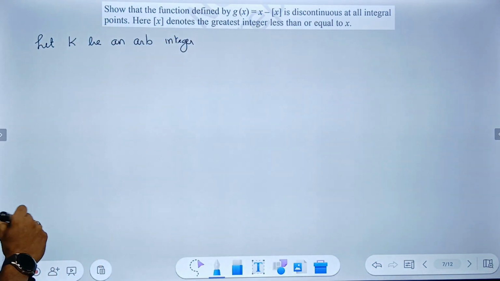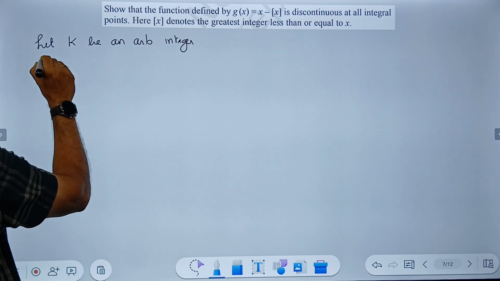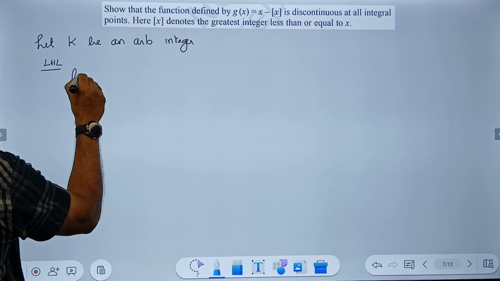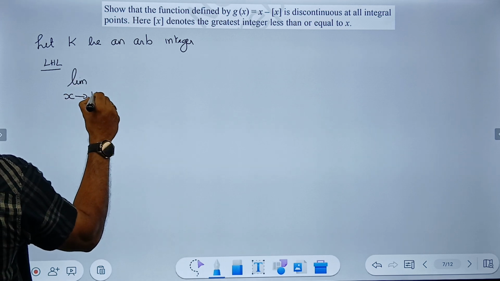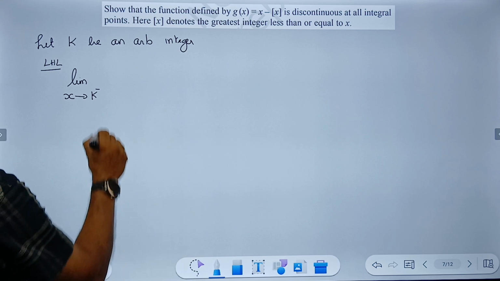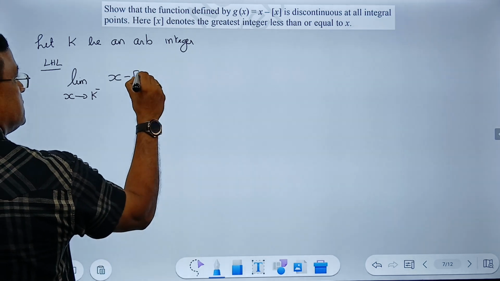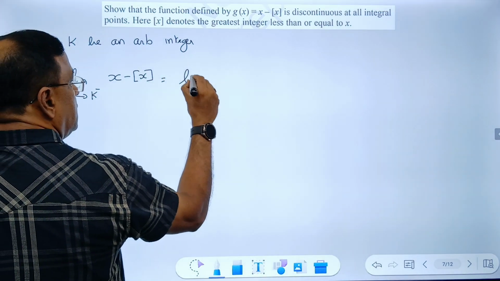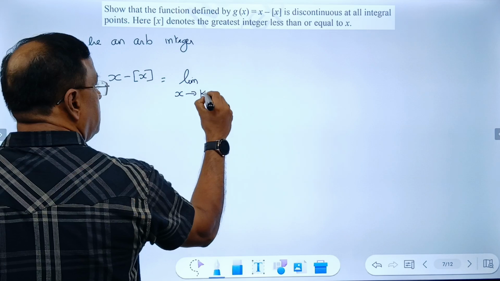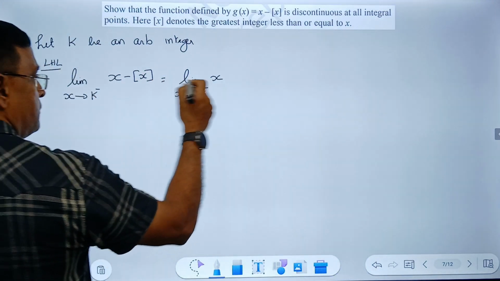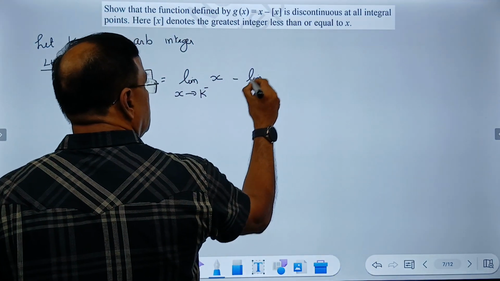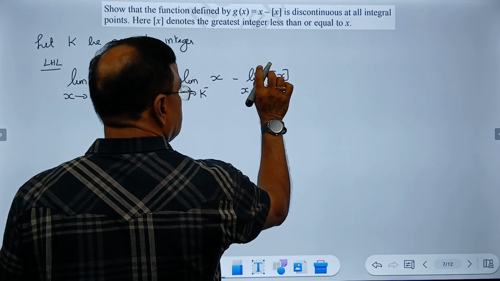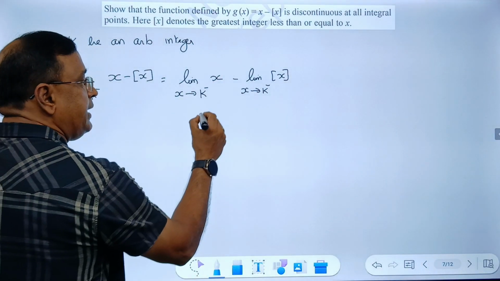Then I talk about the left hand limit. So what is the left hand limit? Limit x approaches k minus of x minus the greatest integer function of x. Now this is nothing but limit x approaches k minus of x, minus limit x approaches k minus of the greatest integer function of x. Now by direct substitution, this will be k.